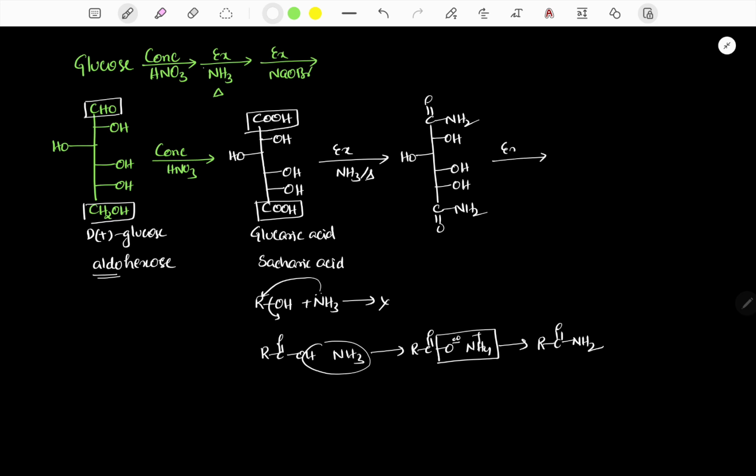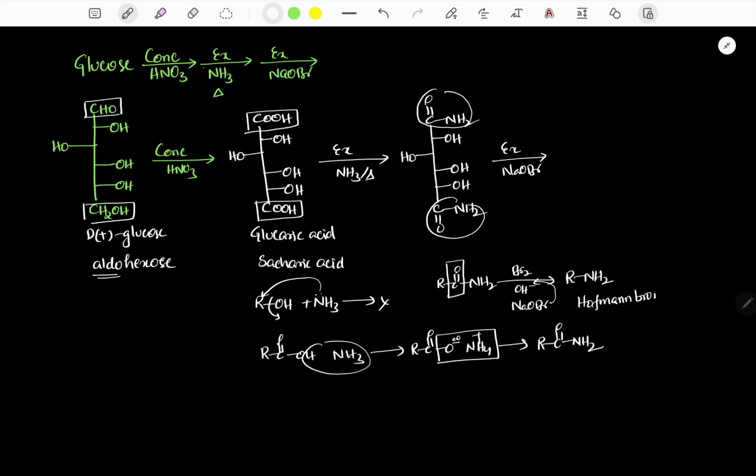Now these are treated with excess NaOBr. So we know that it is a primary amide, and the primary amide is treated with Br2 and OH minus. Of course, in this case NaOBr, but we can consider simply Br2 plus OH minus. So here it is the Hoffmann bromamide reaction. Simply remove the CO group and write down the primary amine. So this is the Hoffmann bromamide reaction.